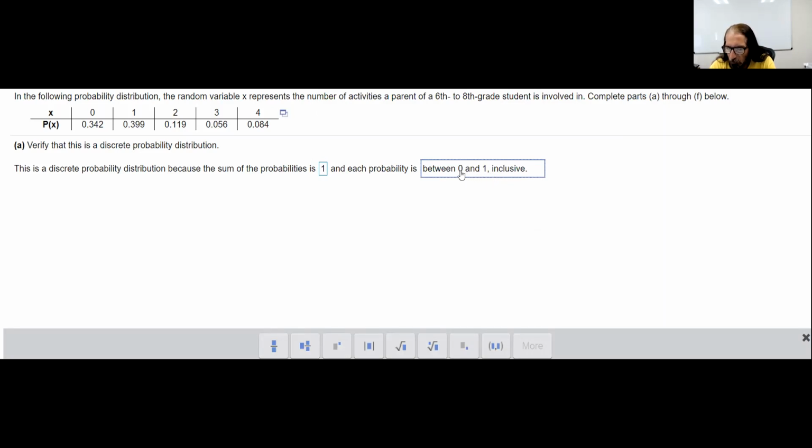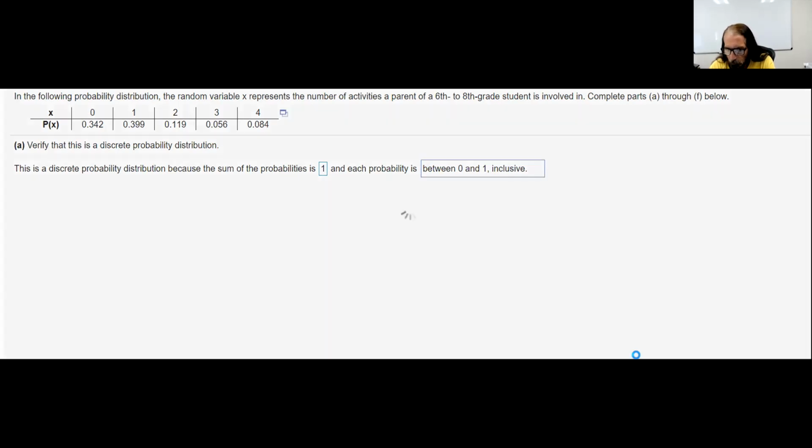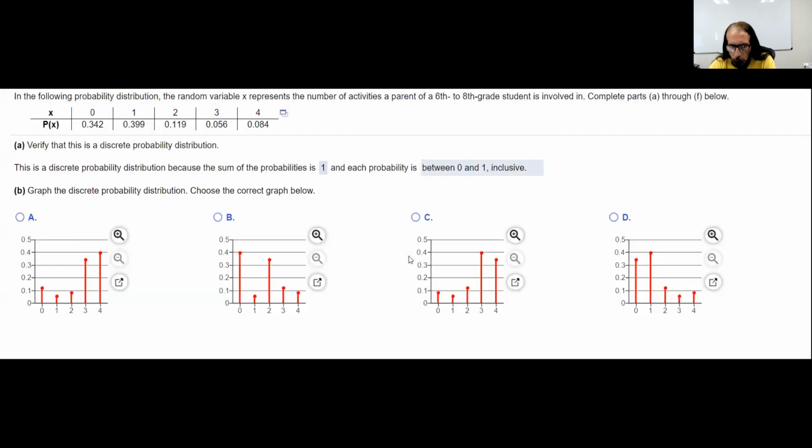Inclusive means that we could have exactly 0 or exactly 1 for the probability of a particular value of x. Now, graphing this, it looks kind of like a histogram, but it's not exactly the same. We've only got just a single vertical line segment above each value of the random variable.